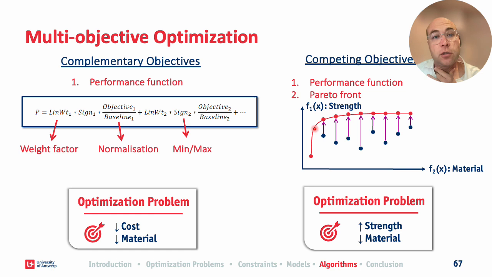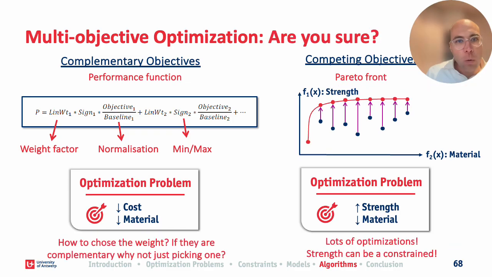But this so-called Pareto front you will obtain will clearly show you that this is the optimal point, the best material strength ratio. It doesn't make sense to add more material. Putting up this Pareto front takes lots of simulations. So you have to wonder, do I really need both objectives? Always consider maybe one of your objectives as a constraint.